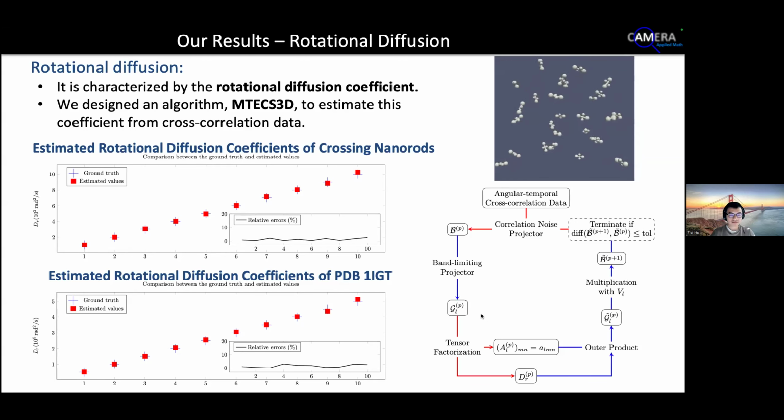Here I put a flowchart at the bottom right to give a sketch of how this algorithm works. The whole algorithm includes many mathematical projectors and mathematical components. Taking the angular temporal cross correlation data as an input, we apply these projectors, these operators, iteratively to filter the input data and refine our estimate of the desired coefficient Dr. Due to this iterative filtering of the input data, this algorithm is robust against noise. We will also get into the details of this algorithm in the next section.